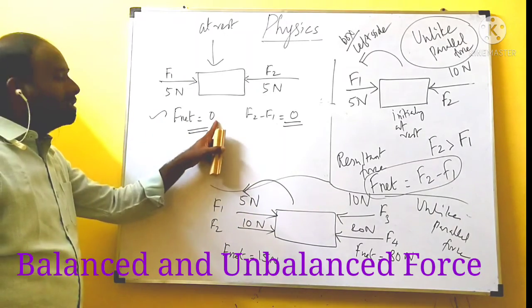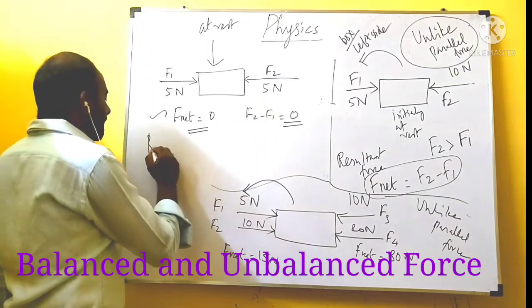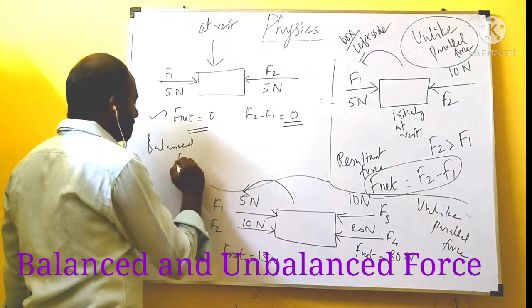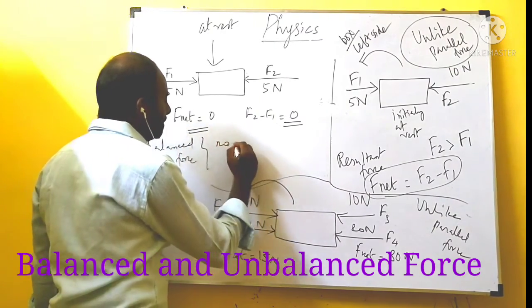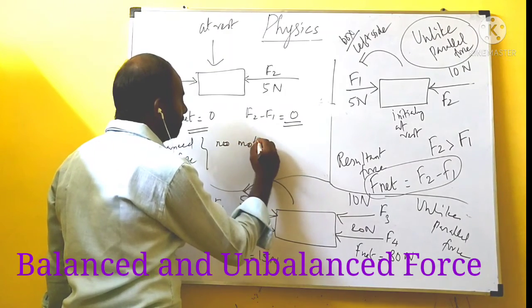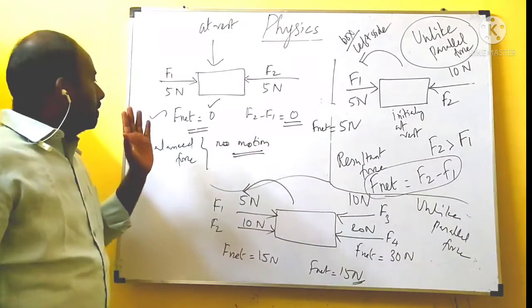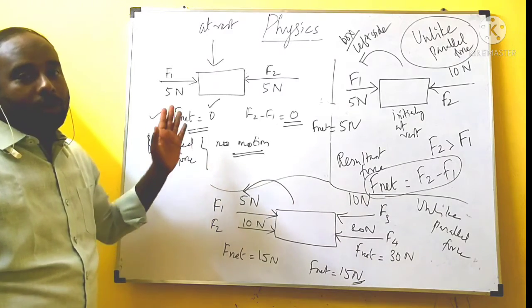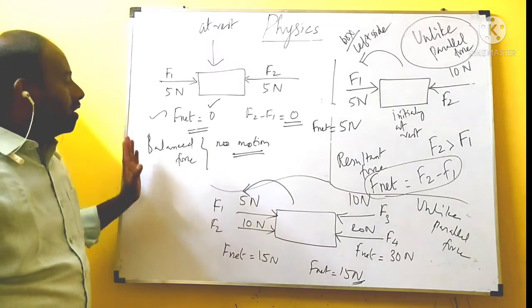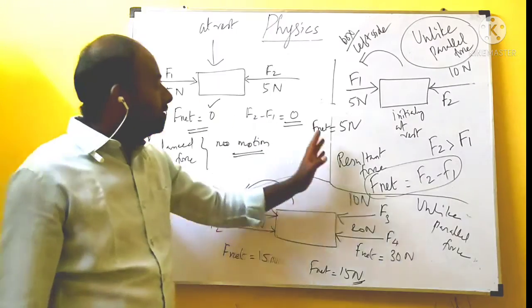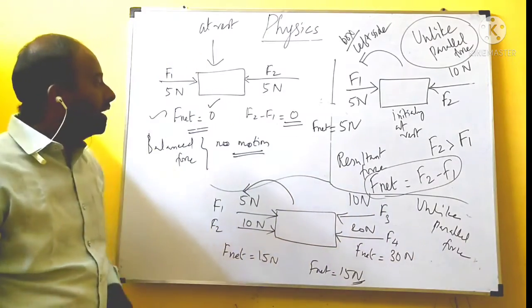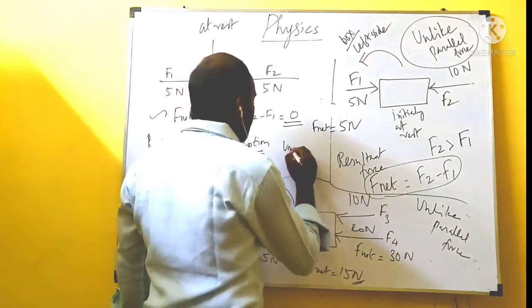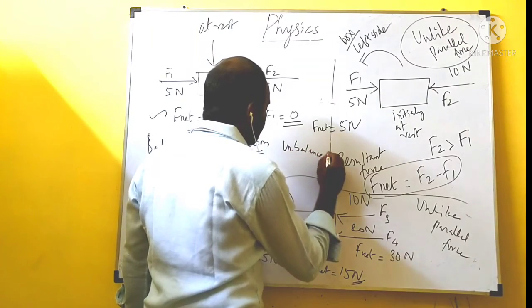If F net force is 0, that force is called a balanced force. So there is no motion, that is, the object will be at rest. The net force equivalent to 0 is called a balanced force. The net force which is not 0 and is greater than 0 is called an unbalanced force.